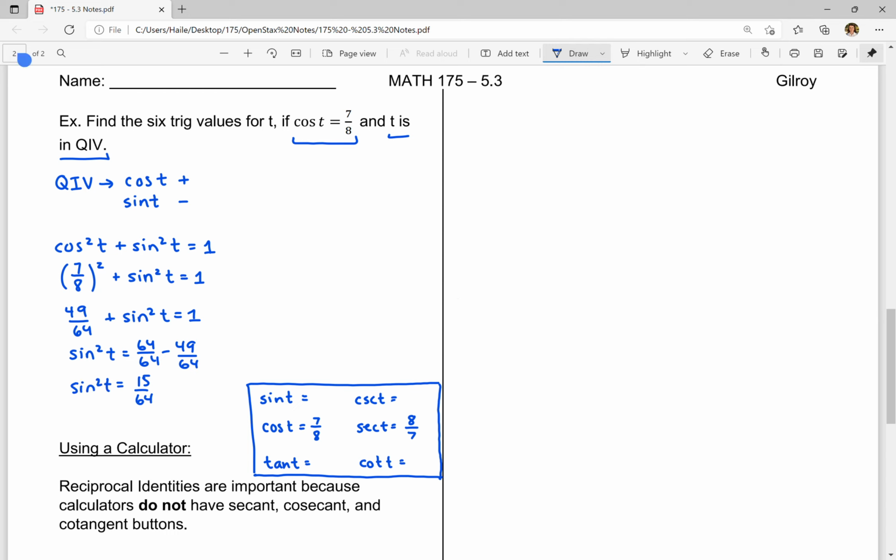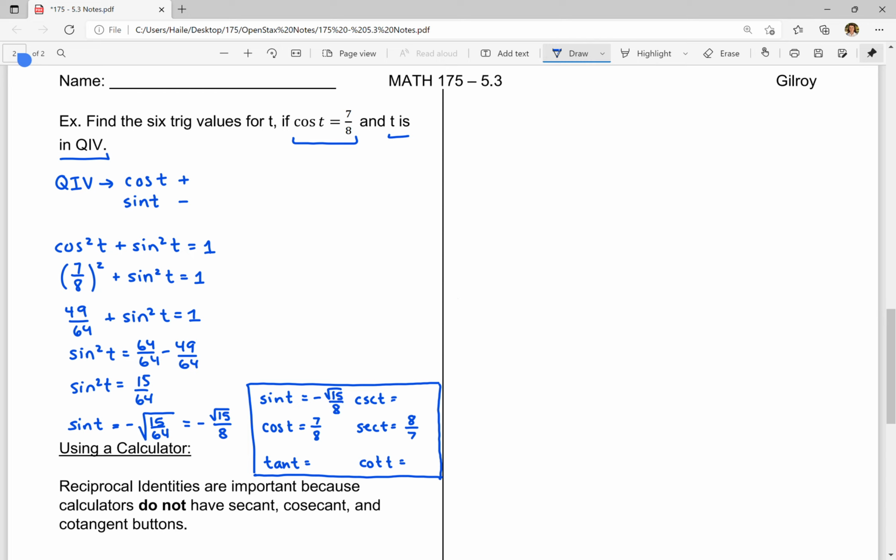So now I can take the square root of both sides. I write sine of t is equal to the negative square root of 15 over 64. The reason I wrote the negative is because I know that sine is going to be negative from the information I had about quadrant 4 up at the top. And finally, I can just rewrite this as negative square root of 15 divided by 8. 64 is a perfect square, so I can go ahead and rewrite that with its square root. Okay, so I have a value for the sine of t. It's negative square root of 15 divided by 8.